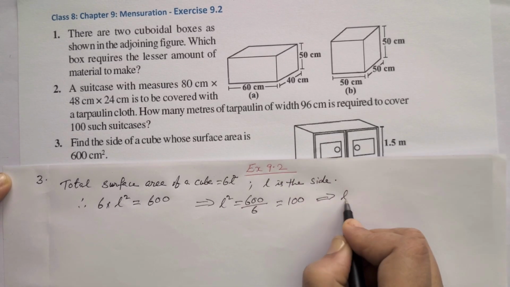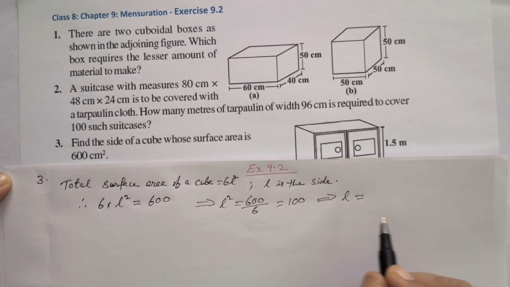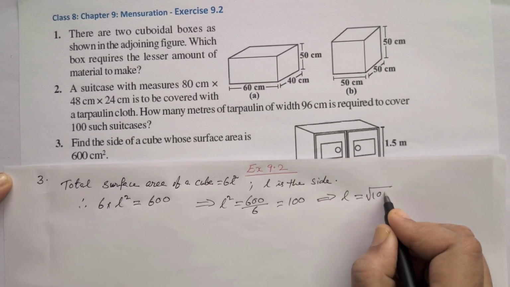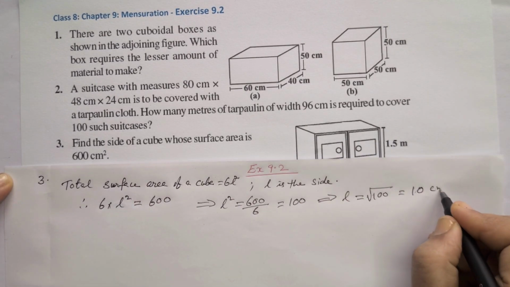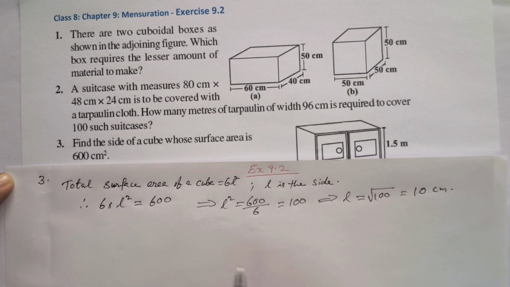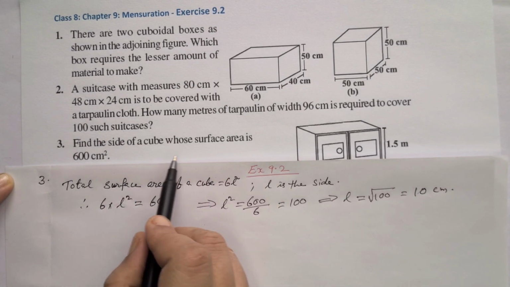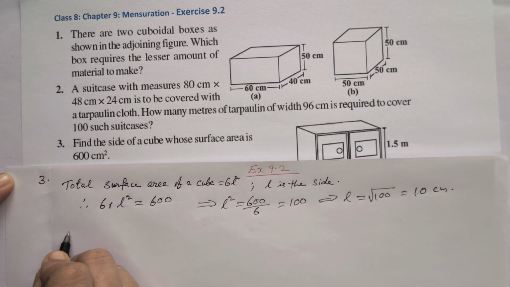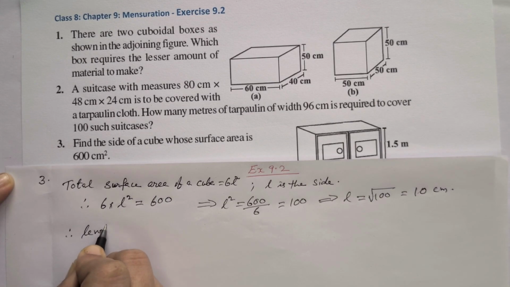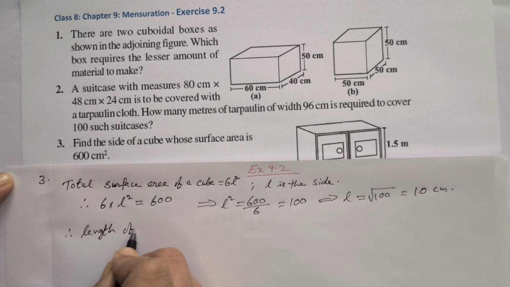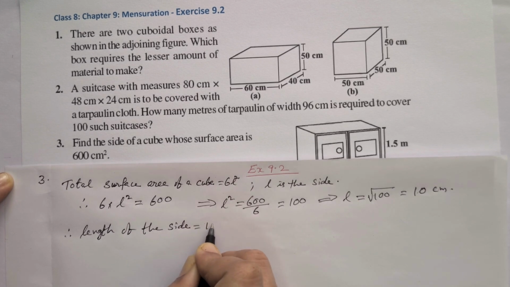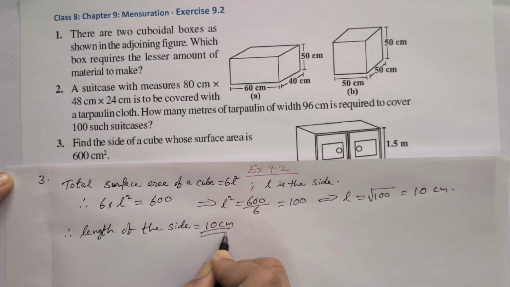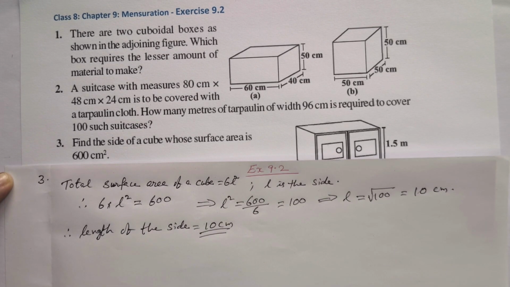From that, L square is 100, then L is equal to root of 100, that means 10. Here the unit is centimeter. So we can write the length of the side of that cube. Therefore, length of the side is equal to 10 centimeter. Length of the side of that cube is equal to 10 centimeter.